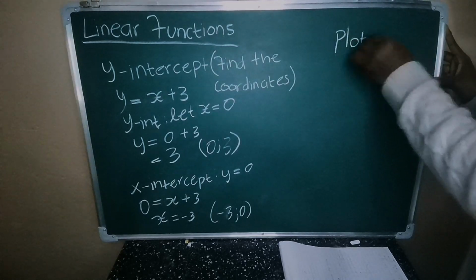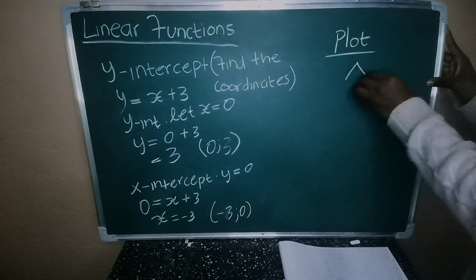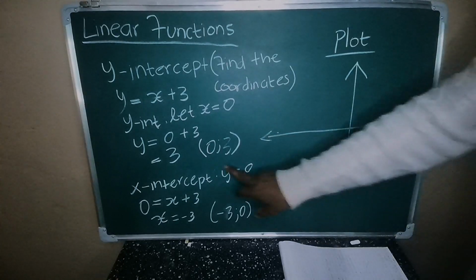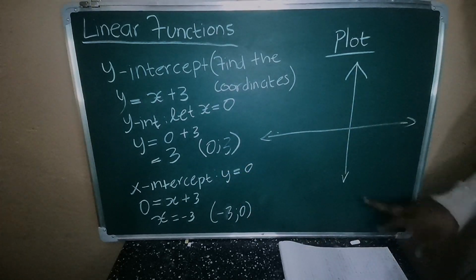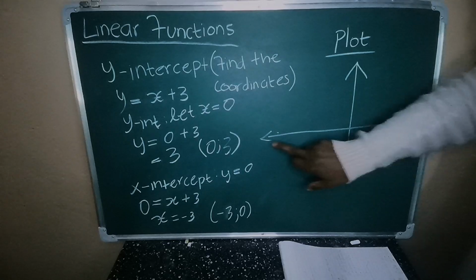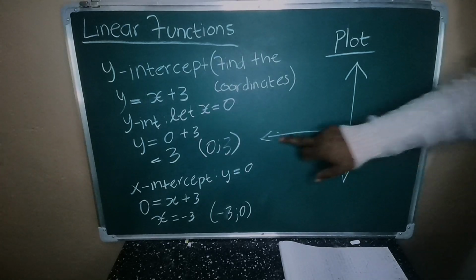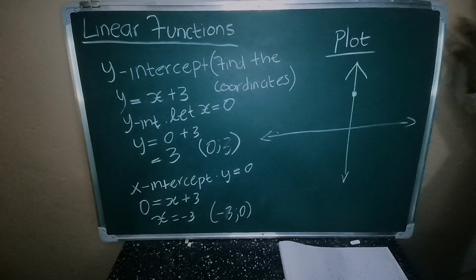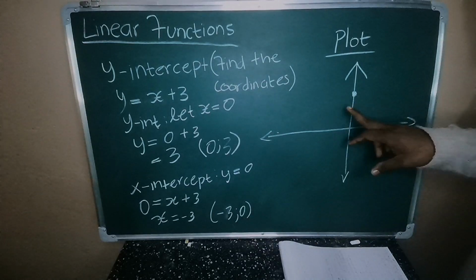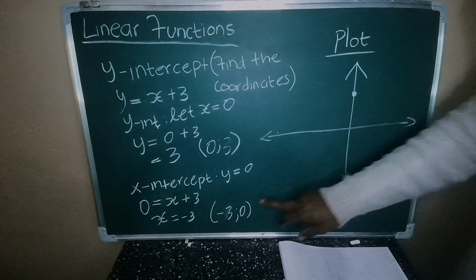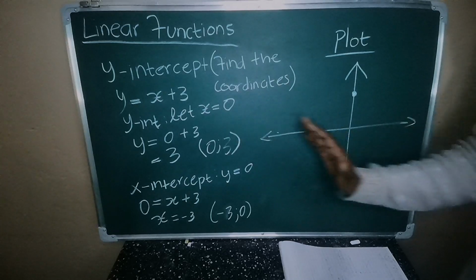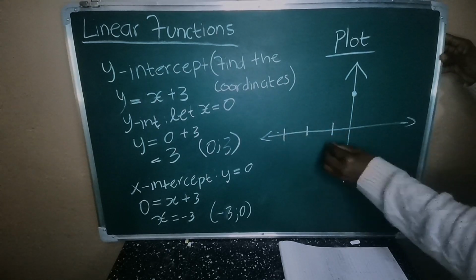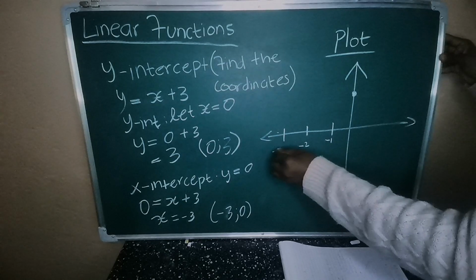Then they will say draw the function, plot. How will you plot this function? You draw your Cartesian plane. Then 0 and 3, 0 and 3, okay. 0 x on x-axis. That means 0 and 3. Then negative 3 and 0. Negative 3, okay. On the negative x, let me just draw. It will be negative 1, negative 2, negative 3.